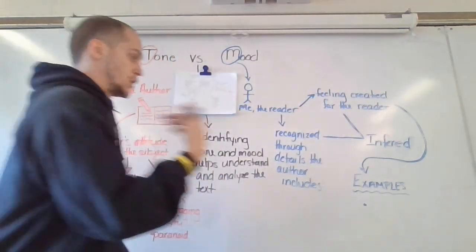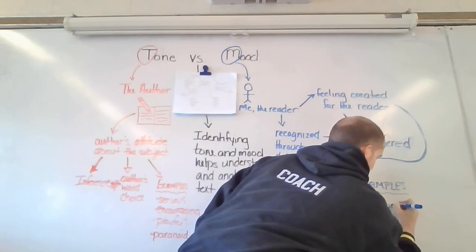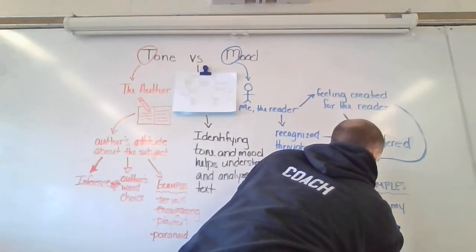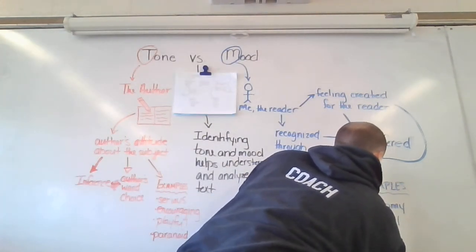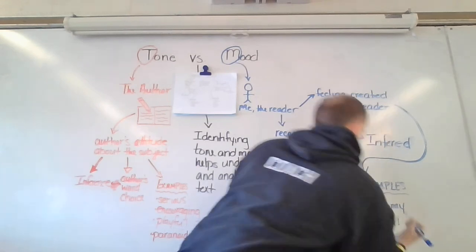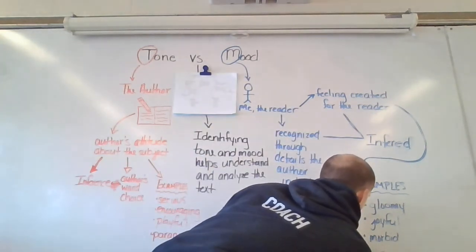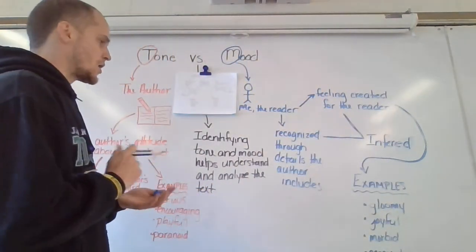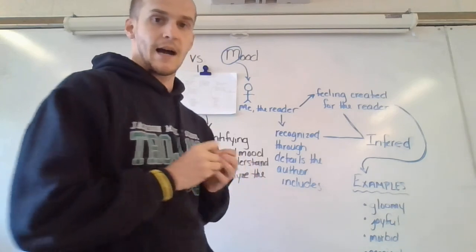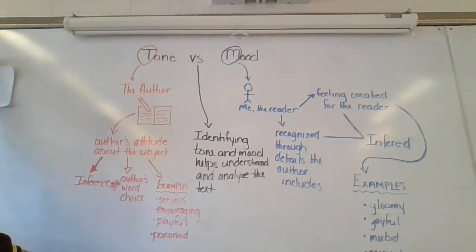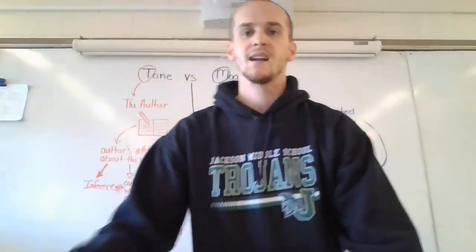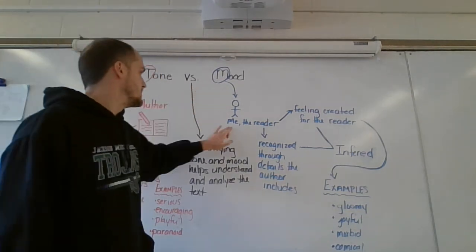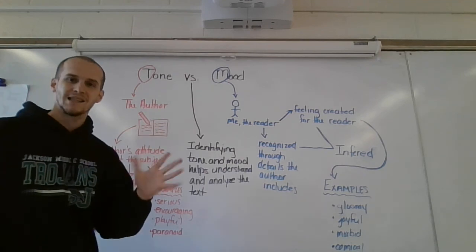These could be gloomy. You know, the author could create a gloomy scene. It could be joyful. It could be designed to make you feel happy. It could be morbid. What else? Comical. It could make you laugh. Or mysterious. Mysterious is a common one. But these are all different types of moods. And so again, a lot of times, there's confusion about which is which. So if you remember, T, the author, M, me, the reader, you can better identify the difference between the two.